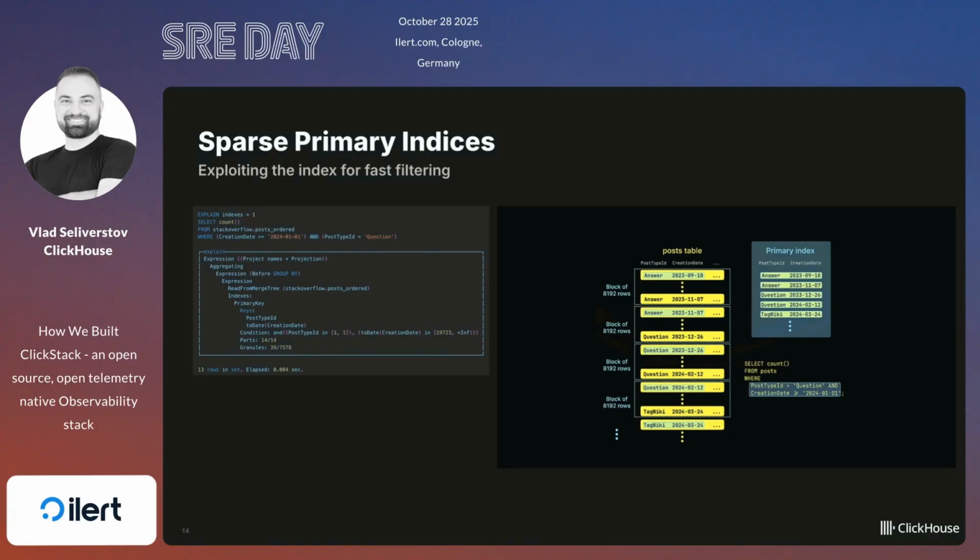How can we exploit this? When we run a range query, the database only needs to scan the index, figure out which blocks could contain the values we're looking for, and skip the rest. That means filtering becomes incredibly efficient. Instead of scanning the entire data set, we can just get the blocks, or granules, that matter, and avoid touching the irrelevant data altogether.